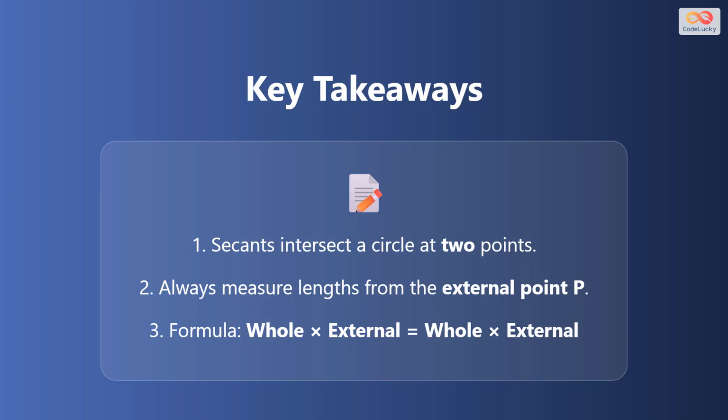To wrap up, remember these key points. Secants hit the circle twice. Always measure your length starting from the external point. And the formula is simply whole times external equals whole times external.